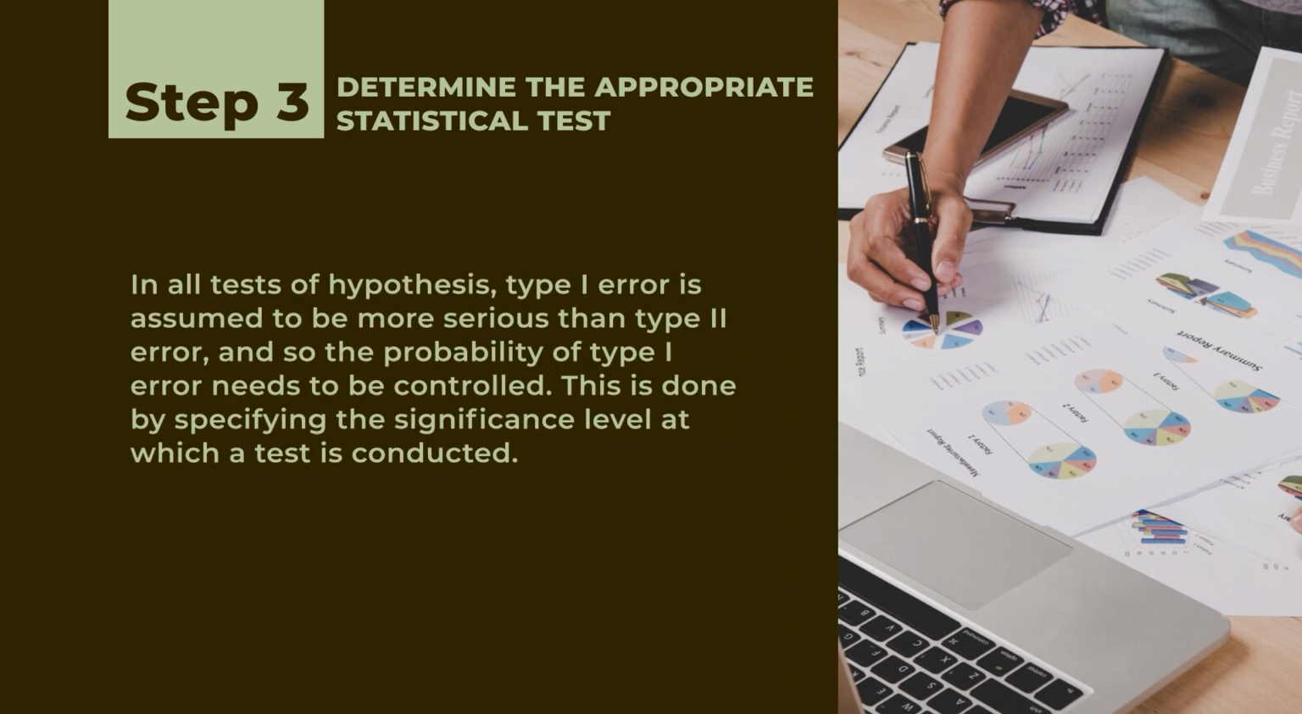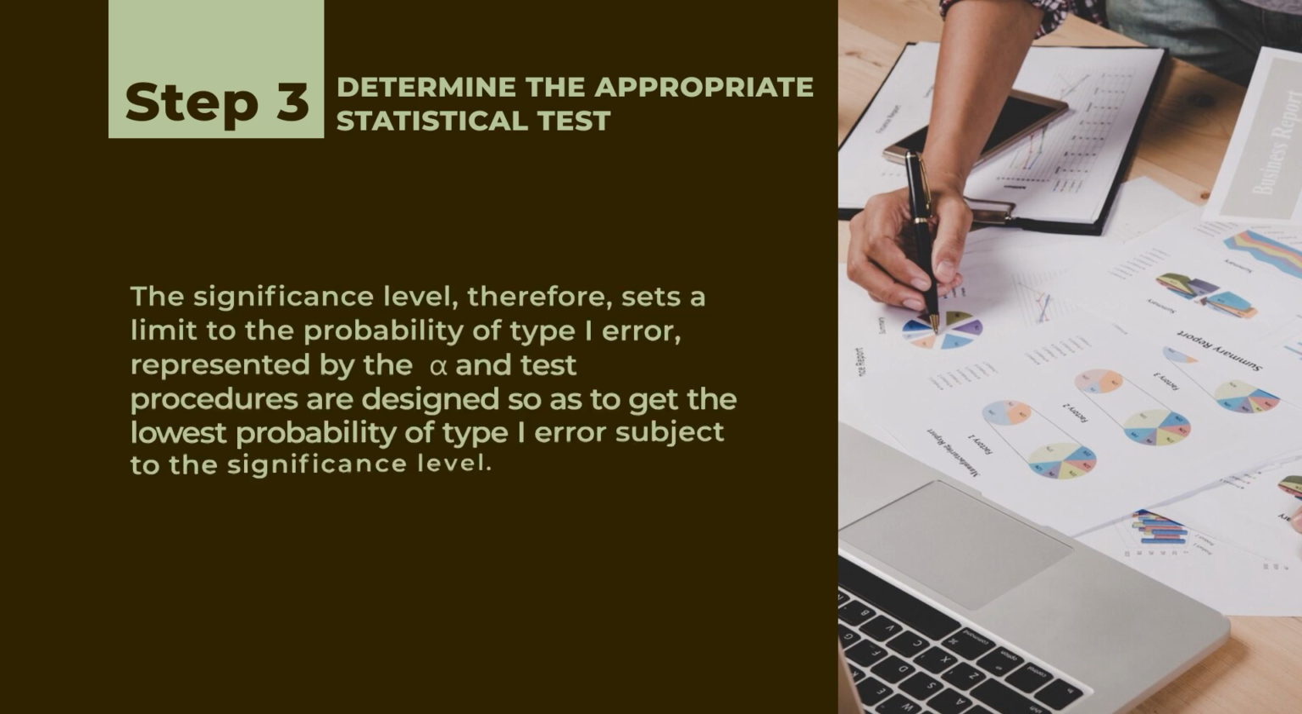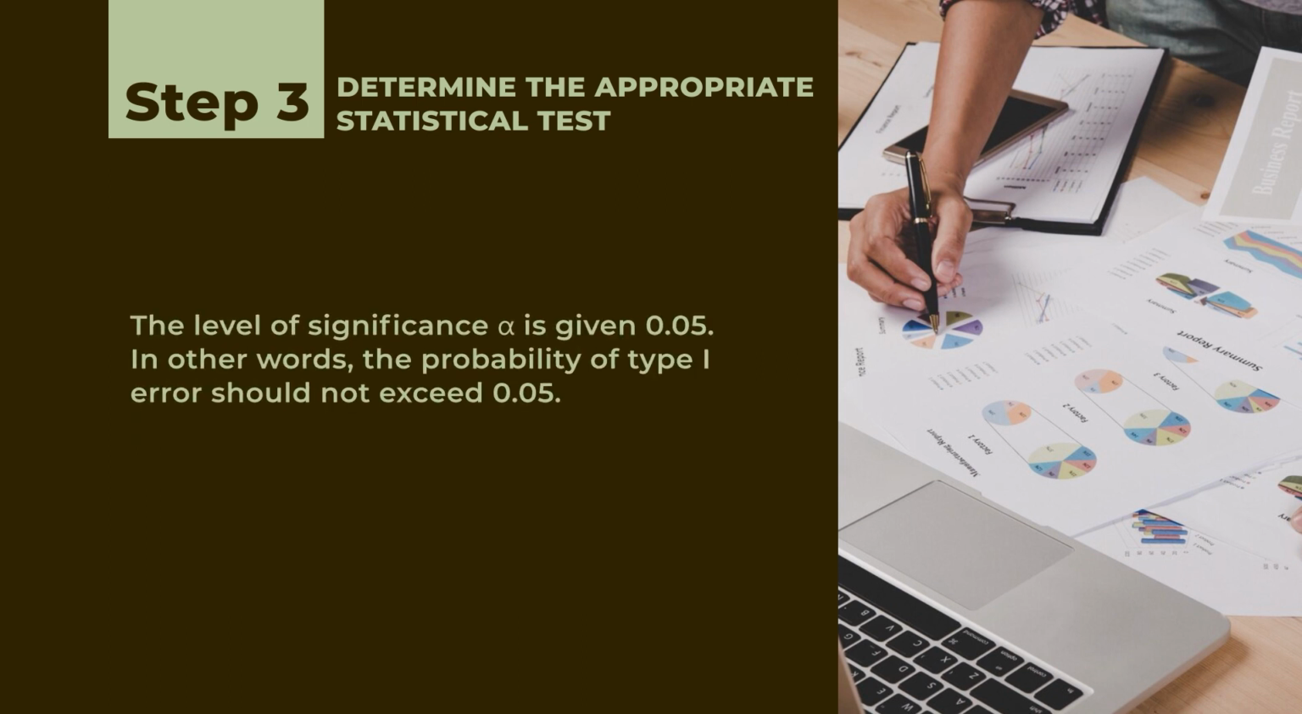In all tests of hypothesis, type 1 error is assumed to be more serious than type 2 error, and so the probability of type 1 error needs to be controlled. This is done by specifying the significance level at which the test is conducted. The significance level therefore sets the limit to the probability of type 1 error, represented by alpha, and test procedures are designed so as to get the lowest probability of type 2 error subject to the significance level. The level of significance alpha is given in our case as 0.05. In other words, the probability of type 1 error should not exceed 0.05.